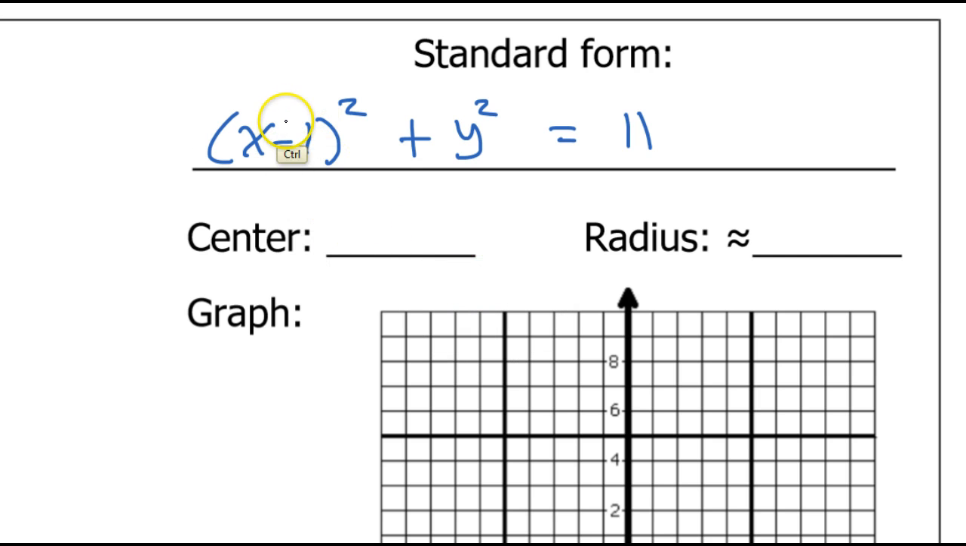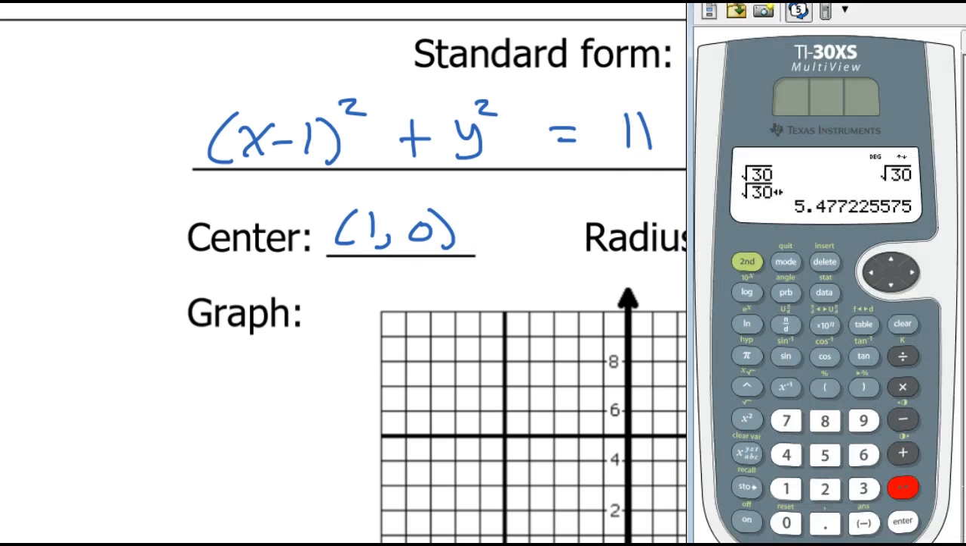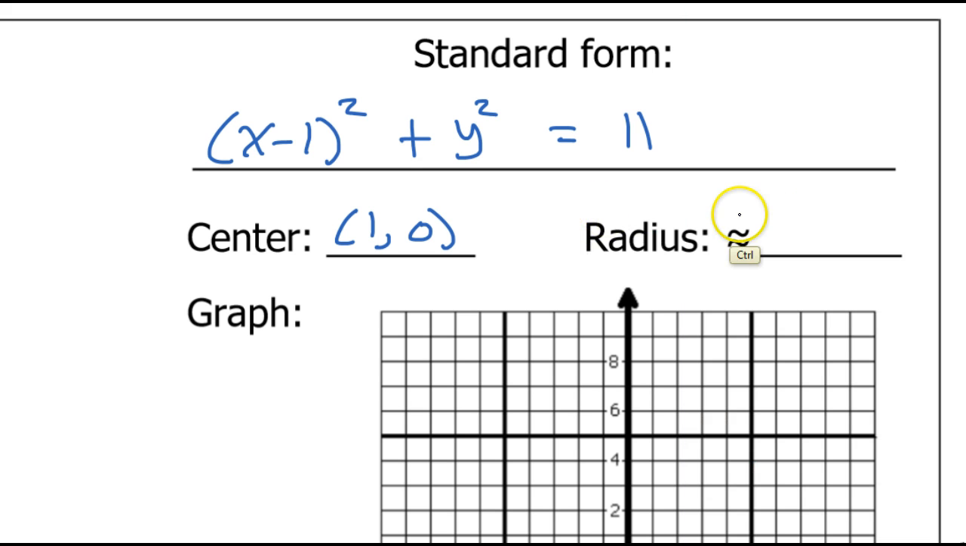So the center is going to be the opposite of this, comma this. So it's going to be positive 1, comma 0. There's no number, there's no y minus 3 or y plus 1 or something, so that means it's a 0. The radius is going to be the square root of this. So if I do the square root of 11, and hit this little toggle button, that is approximately 3.3. So the radius is about 3.3.